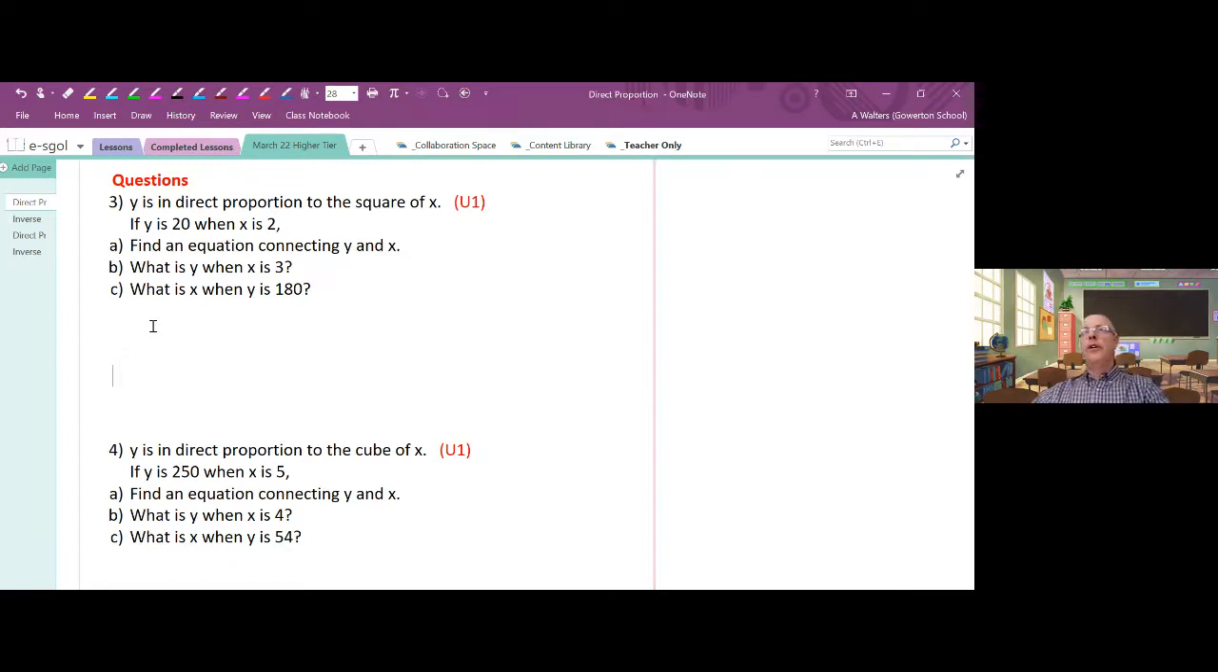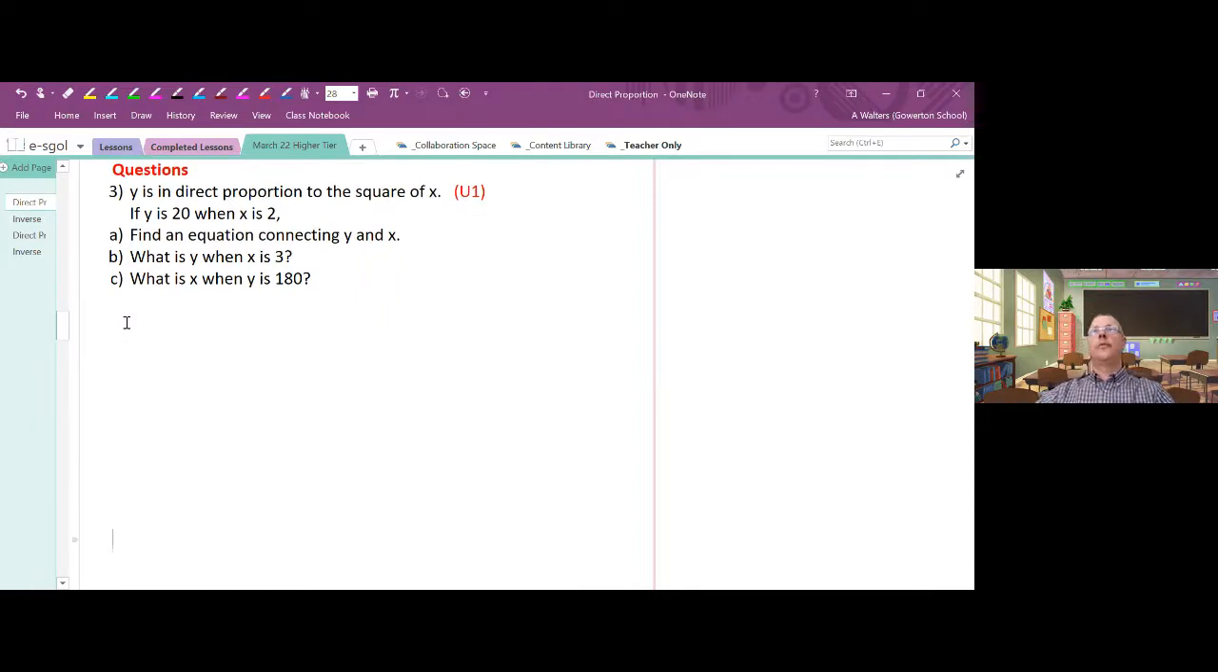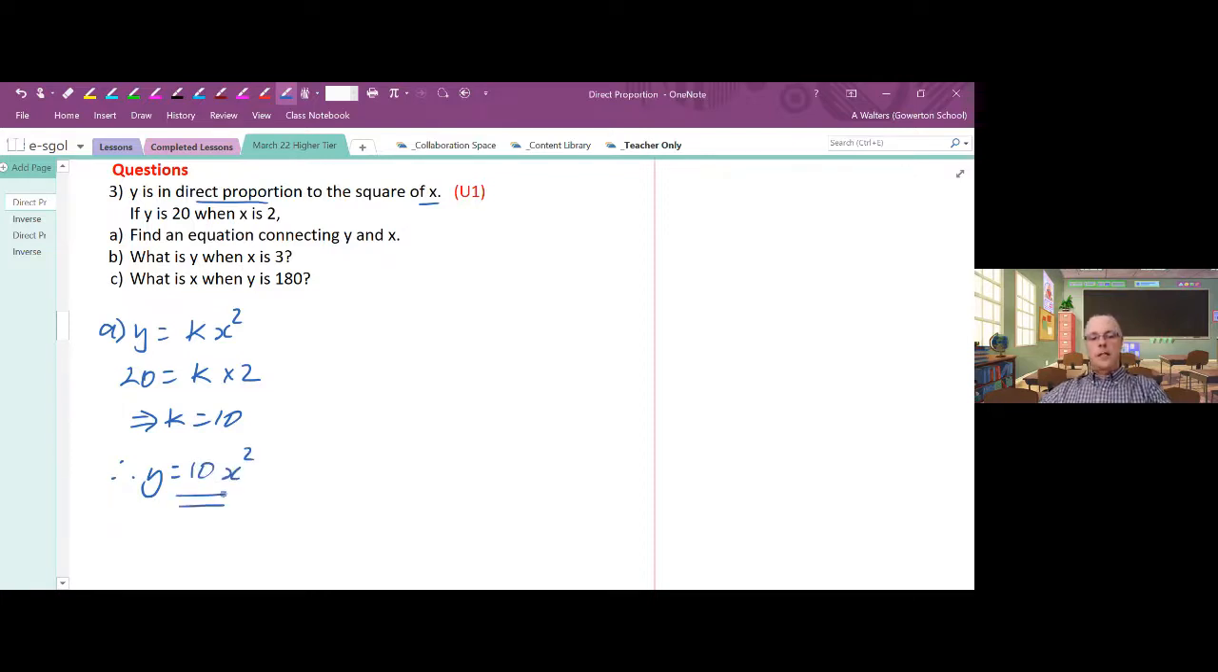Okay, I'm aware I haven't given you a great deal of time, but you can pause that screen. Okay, so this is what you would need to do here. Starting point is y is in direct proportion to the square of x. So you start by saying y equals k x squared, just like the very first question. Replace the value of y with 20 and the value of x with 2. If I rearrange that, I end up getting that k is equal to 10, and therefore my equation connecting y and x is y equals 10x squared.